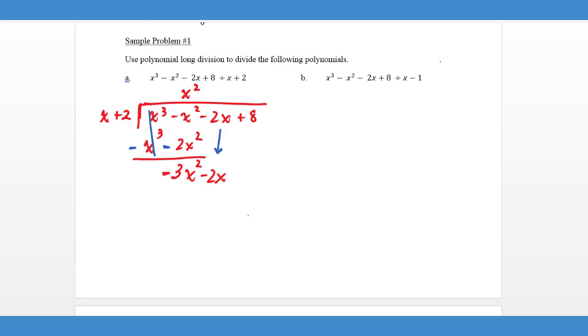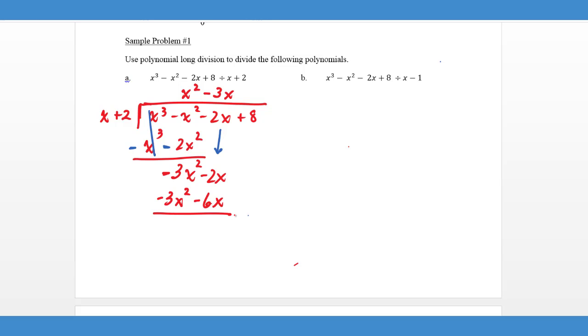So what do I need to multiply times x to get negative 3x squared? Now at this point you may be thinking to yourself, well, I need an opposite. I want to do an opposite. But really, since we want to subtract the whole thing, we're going to get an opposite by subtracting it. So I really want to find out what I need to multiply to get exactly negative 3x squared. So I'm going to multiply this times negative 3x. So negative 3x times x is negative 3x squared. Negative 3x times 2 is negative 6x.